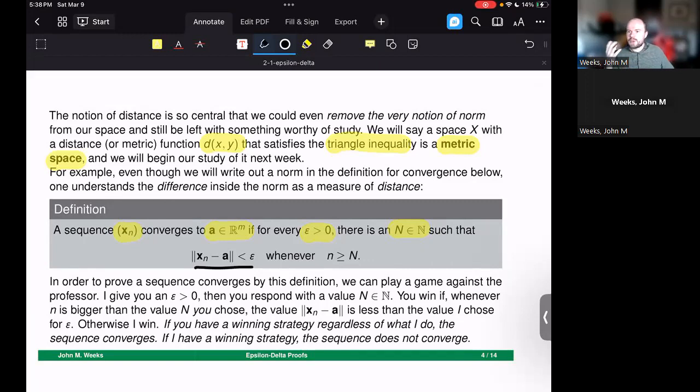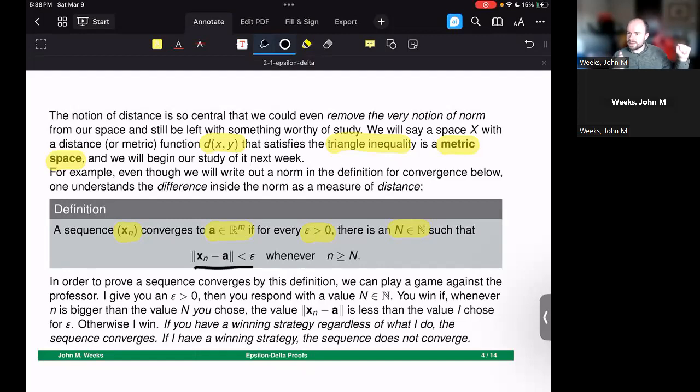Let's think of it as a game between you and me, the professor, and you, the student. So let's play a game. I'm going to give you an epsilon that's greater than 0, and you're going to respond with a value n that's in the natural numbers. This is a game that we're playing. I start and give you a value that is positive, and you respond by giving me a natural number. Now there's the game. That's all we have to do for the game.